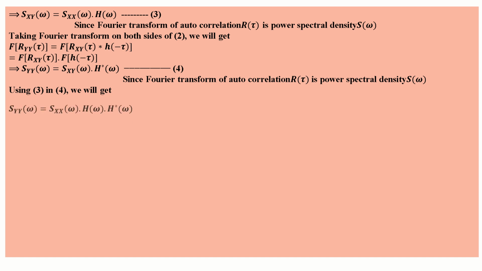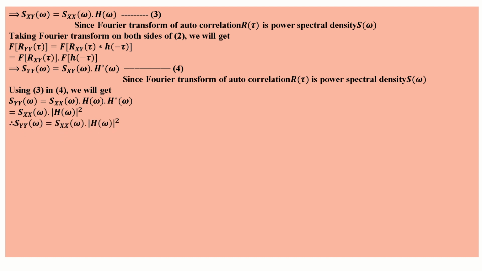Using 3 and 4, Syy of omega is equal to Sxx of omega times H of omega times H star of omega. We are replacing Sxy of omega in the fourth equation by Sxx of omega times H of omega from the third equation. So you will get Sxx of omega, and H times H star is nothing but modulus H of omega squared. Therefore Syy of omega is equal to Sxx of omega times modulus H of omega squared.